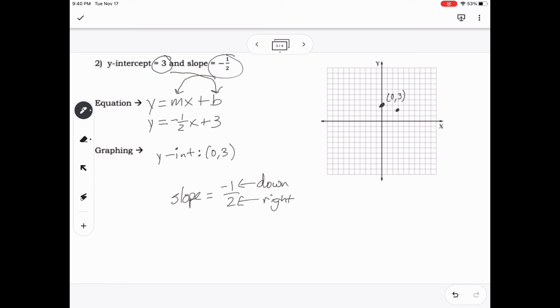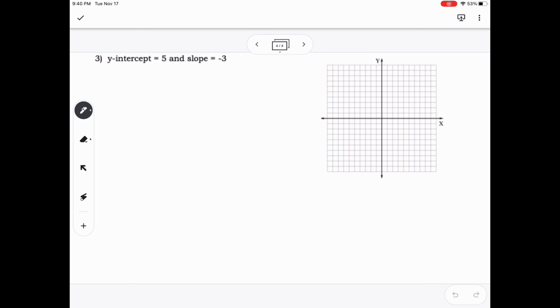So notice that I'm going from the y-intercept, not from the origin, when I do the second point. I only start at the origin for the y-intercept, so I can go up or go down. Okay, go to the last point.